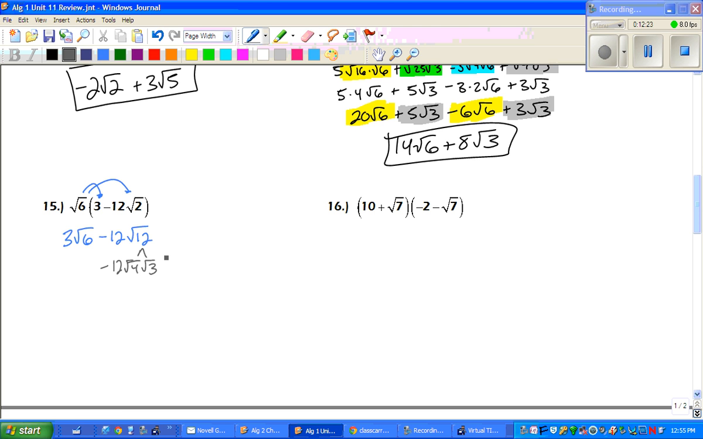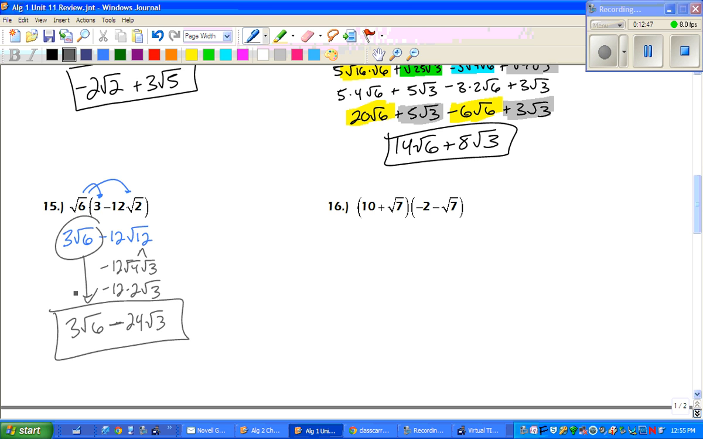Which breaks down into 4 and 3. The square root of 4 is 2. And negative 12 times 2 is negative 24 root 3. And I didn't change anything to that, so I'm just going to bring it down to the very bottom. Now, can I do anything with those two guys? No, I can't. That's actually all we can do. Okay?